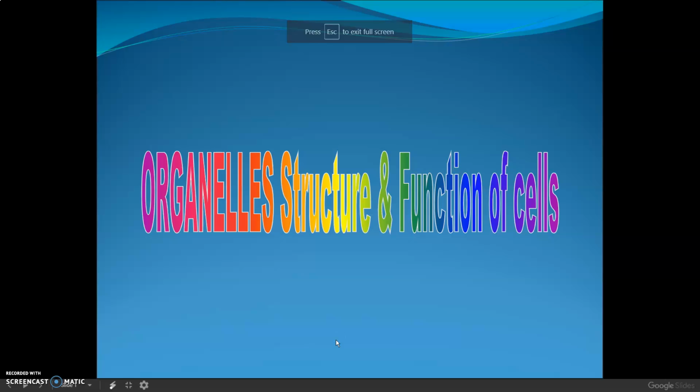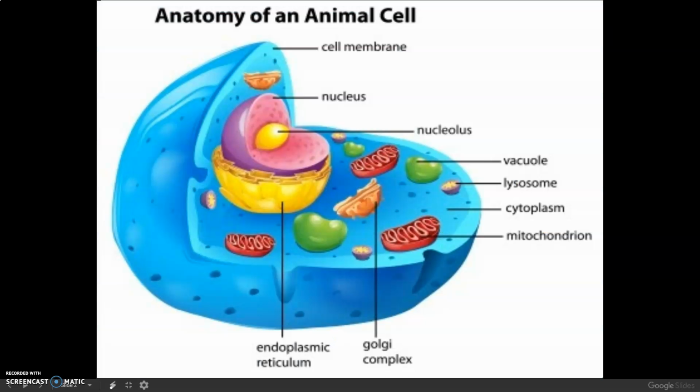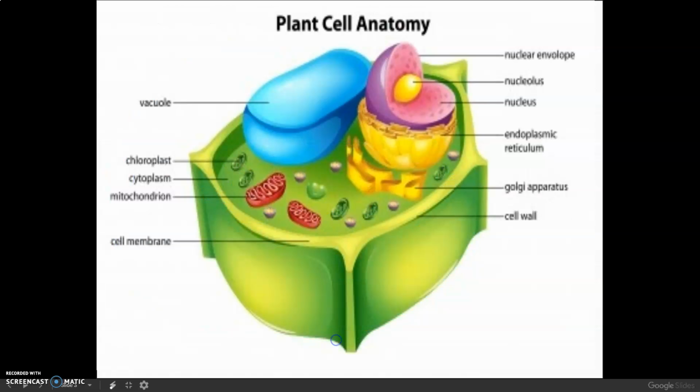Organelles, structure and function of cells. Here's the anatomy of an animal cell. See, the cell itself is circular, and these are the organelles within it. Plant cell anatomy. Plant cell, more of a square shape, and these are the organelles within it.